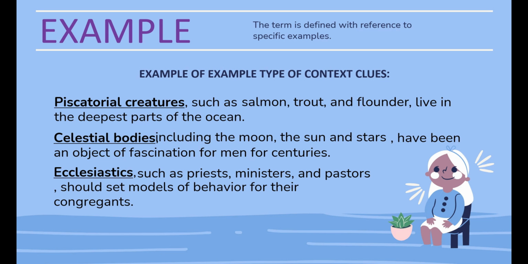The last one is the example. It defines with reference to specific examples. For example, piscatorial creatures such as salmon, trout, and flounder live in the deepest part of the ocean. And the difference of this last rule from the first three rules is that it gives examples to define the meaning of the unfamiliar word. Instead of giving the meaning, it gives examples to identify it.